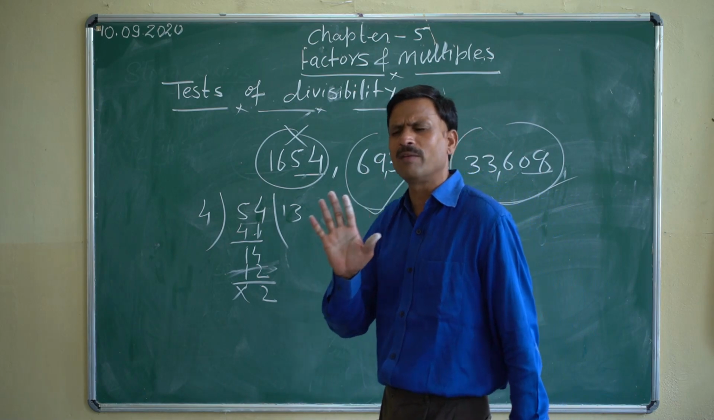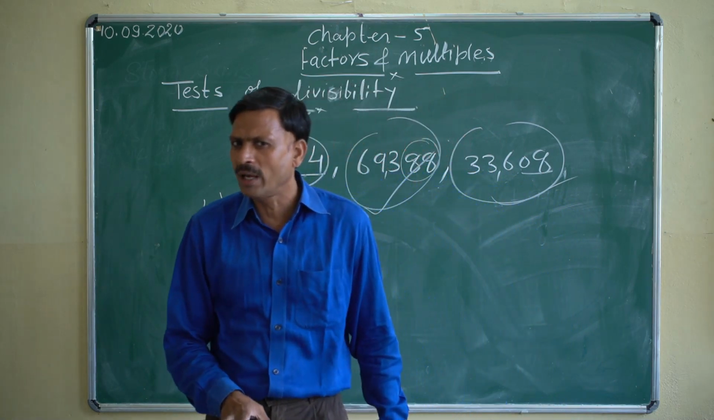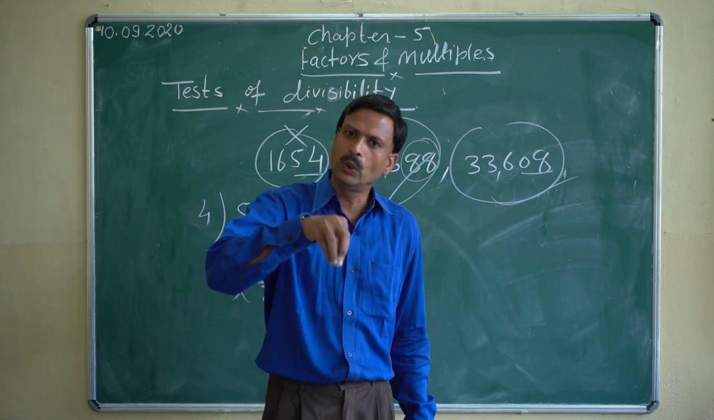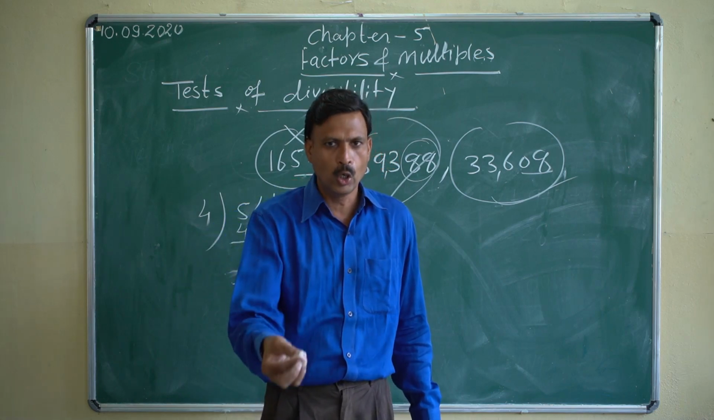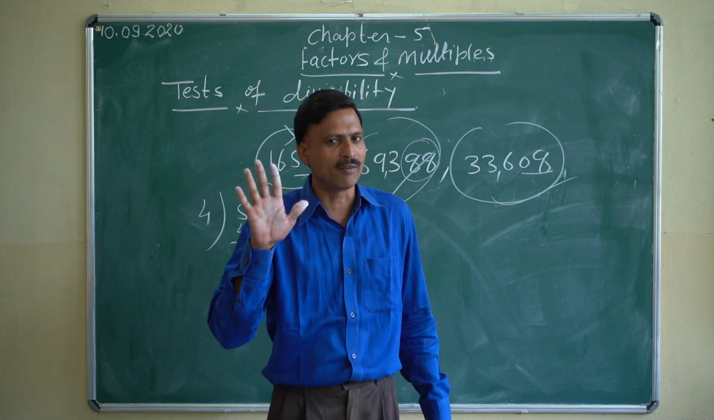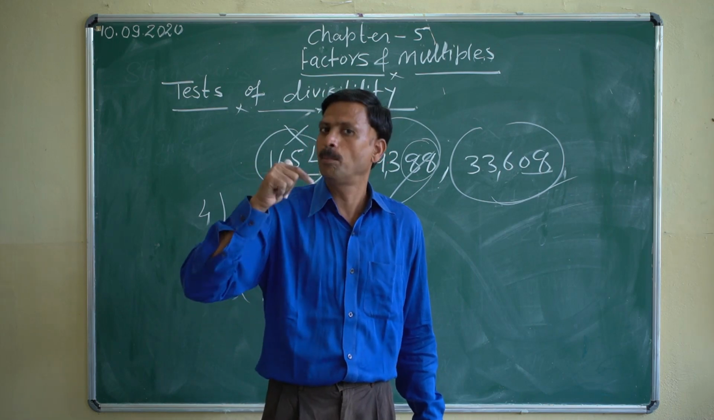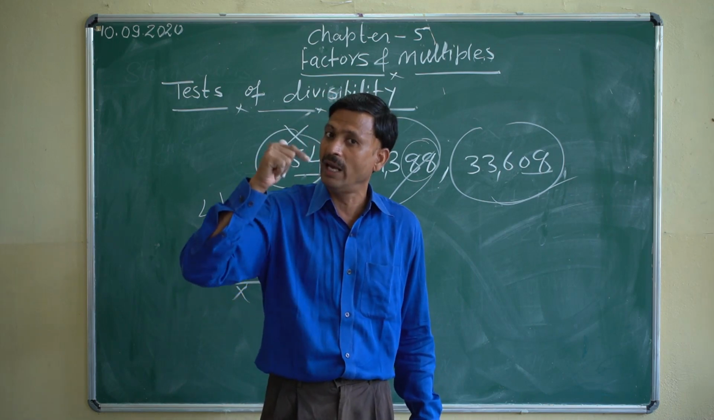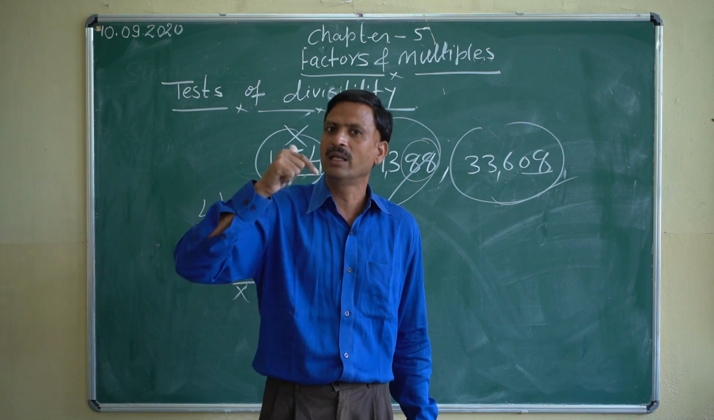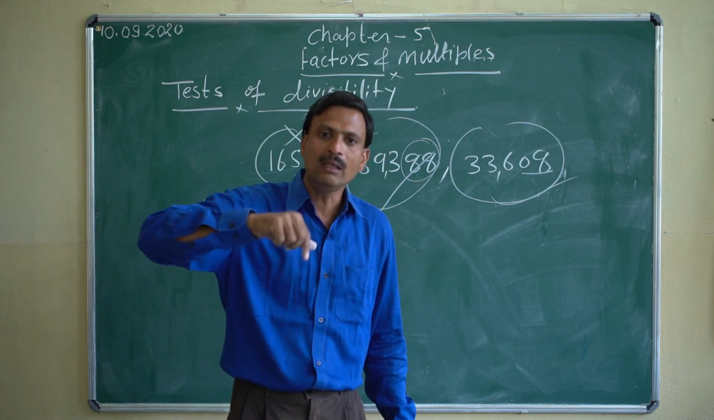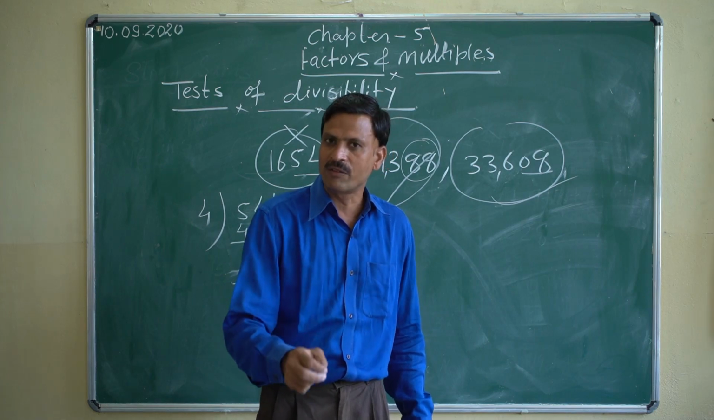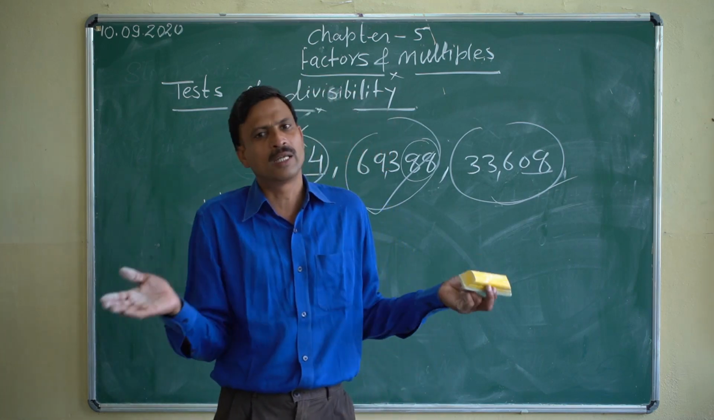Now I will tell you the divisibility rule of 5. It's very easy. Why? Because if the unit place digit of any number is either 0 or 5, then the number will definitely be divisible by 5, otherwise not.